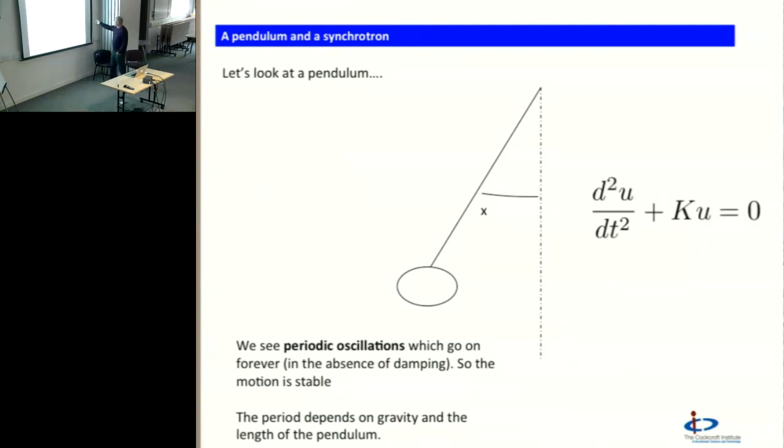You can have this coordinate u written as this kind of differential equation here, which is the simplest kind of differential equation you can have. You can solve that by inspection. That's oscillatory solutions, sines and cosines. So you do that in first year at university, and that is the equation of this pendulum. It's also the equation of a particle in an accelerator, which is kind of good. So we see periodic oscillations which go on forever in the absence of damping. So the motion is stable.